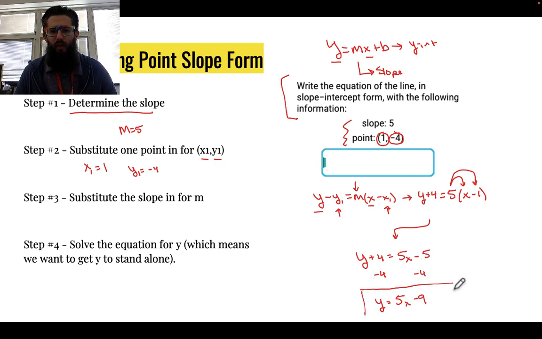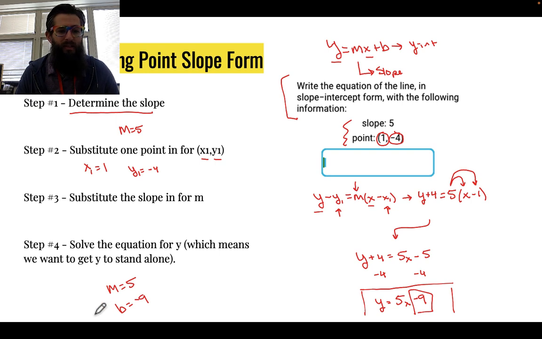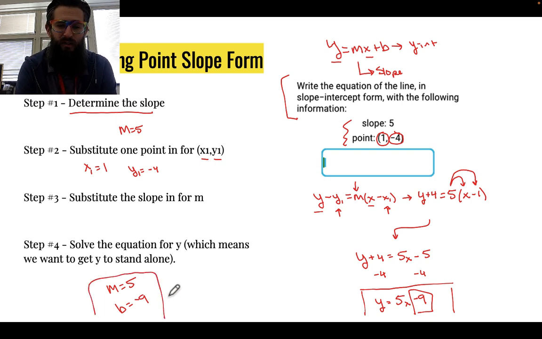Now that we have the equation in slope-intercept form, I can ask you what the slope is, which we already know, which is 5, and then I could ask you what the y-intercept is. Since we have it in slope-intercept form, the y-intercept is our constant value, which is going to be negative 9. Again, this may seem like it took a fair amount of time, but as you do more and more practice, it's going to get easier and easier.